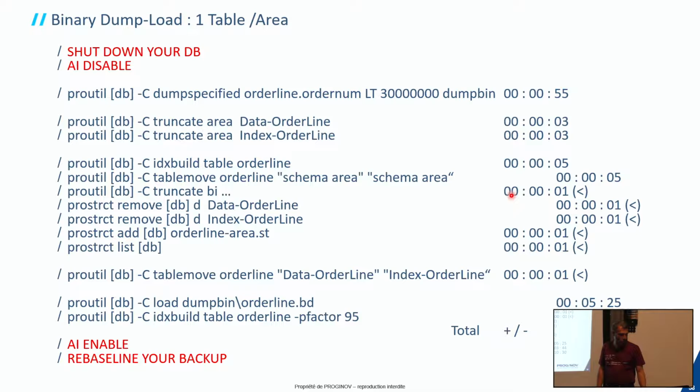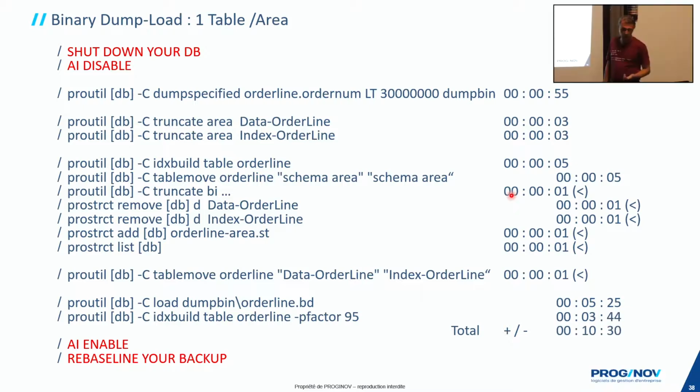One other approach is binary dump and load. You must shut down your DB, disable your after image, do a dump specified. You could truncate your area if there are only one table and index in your area, if it's a dedicated area. You could truncate them, rebuild your index to be able to do table move to another index. At this time, you could remove your area, so you will win the space. And after, recreate your areas, table move again, load, index build.